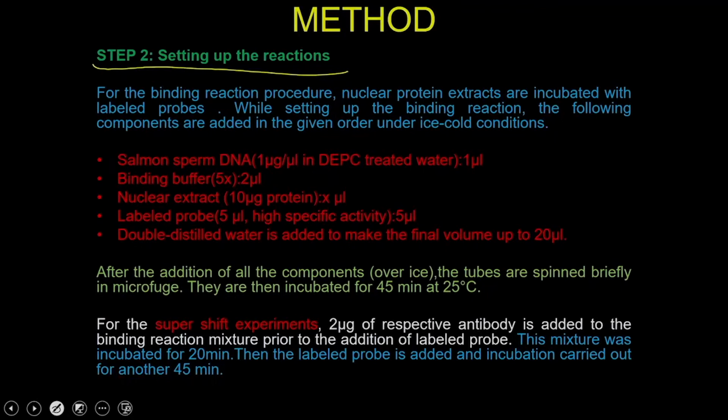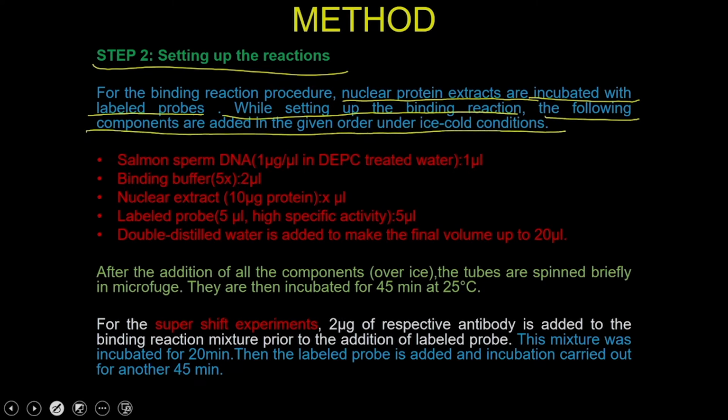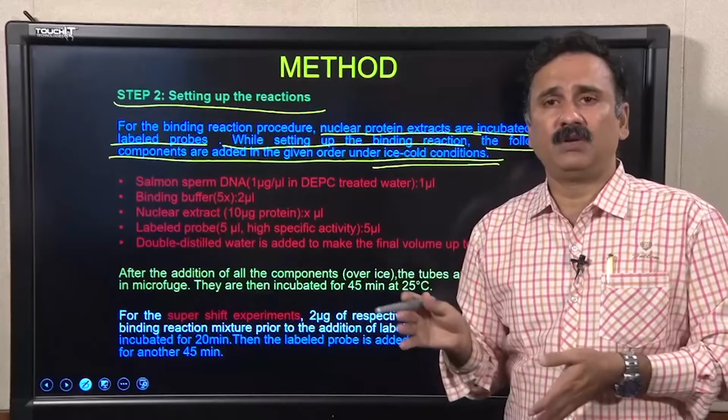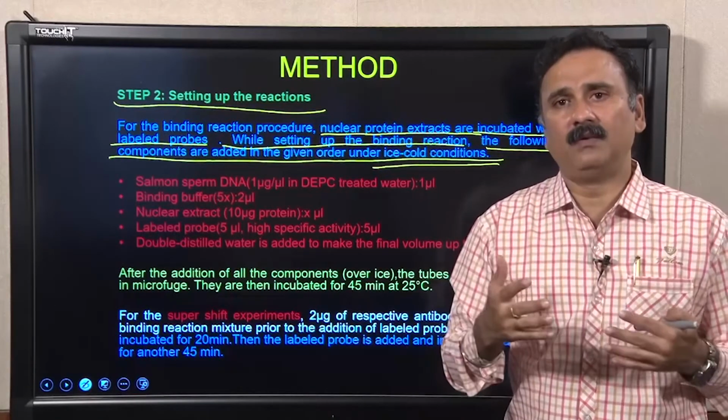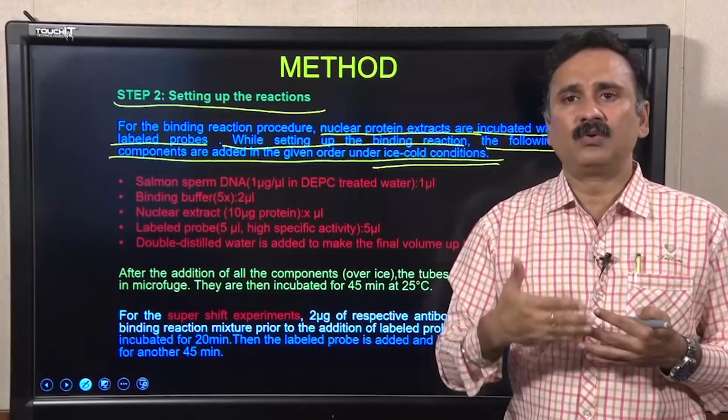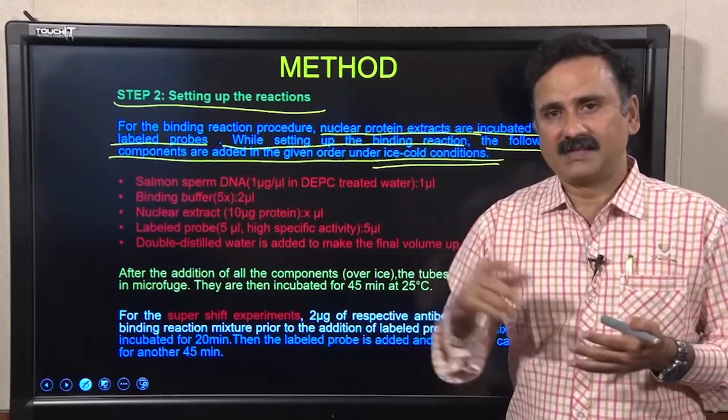So, for setting up the binding reactions, the nuclear protein extracts are incubated with the labeled probe. While setting up the binding reactions, the following components are added in the given order under ice cold conditions. This is very important, that you do all these experiments under low temperature conditions, so that there will be no degradation of the DNA or of the protein, because either of these degradations is going to compromise the overall effects.